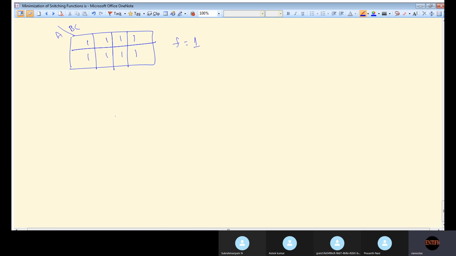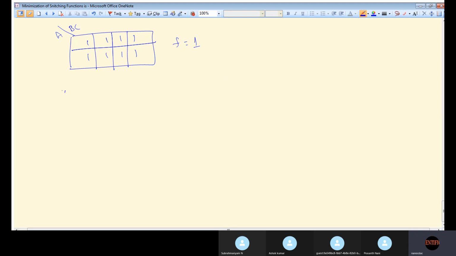Yes, okay. That is the same for a 4 variable K-map, a 5 variable K-map, and a 6 variable K-map also: if all the blocks are filled with ones, then the function will be equal to 1. Okay, so that is one thing.